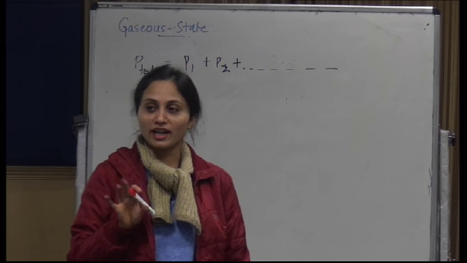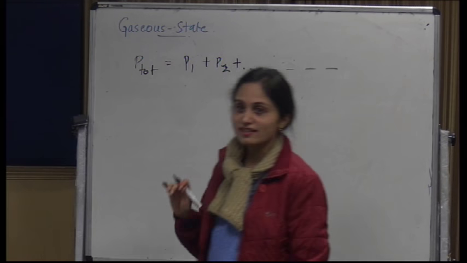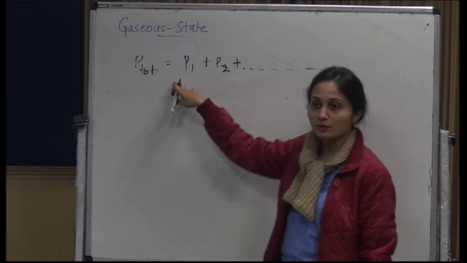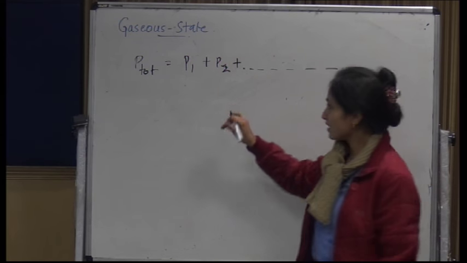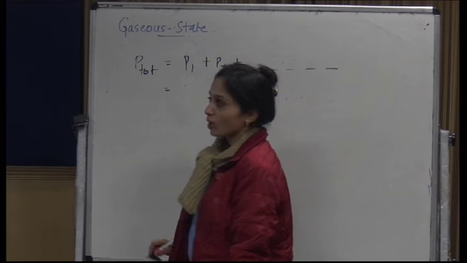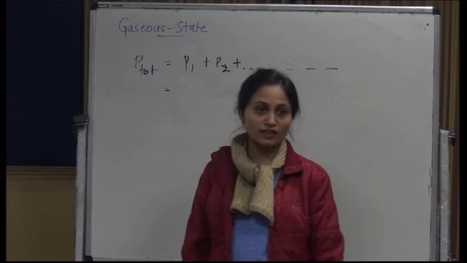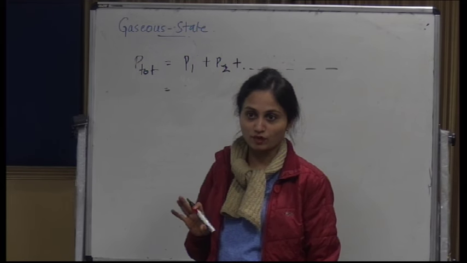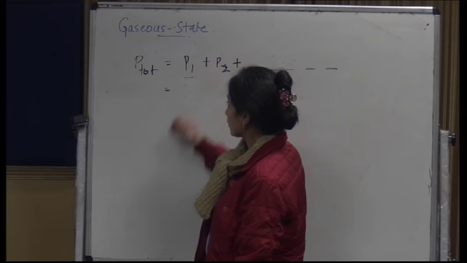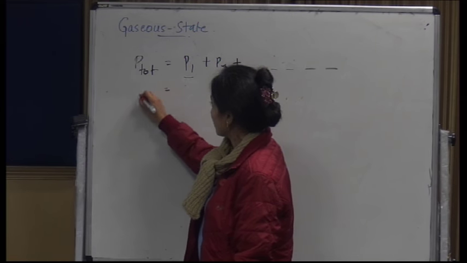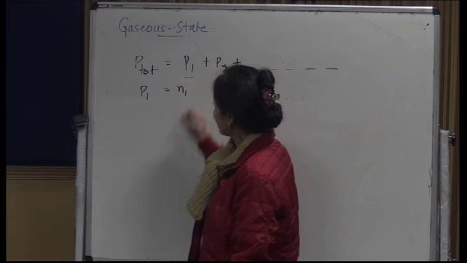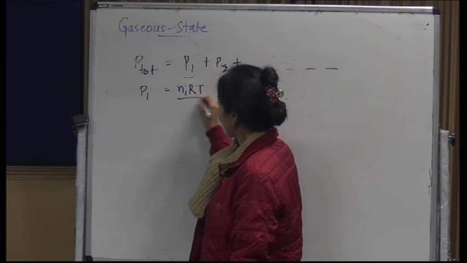Now according to the ideal gas law equation, you can always put P equal to nRT by V. So if I am talking about a constant volume of the container and a particular temperature, then my P1 will be equal to N1 RT by V.